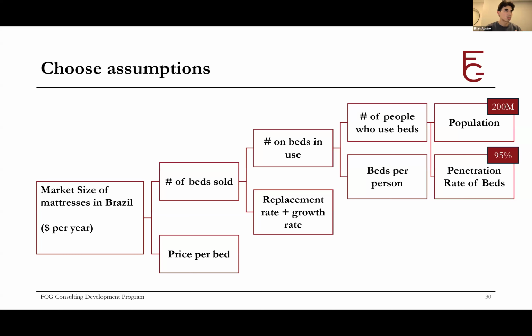However, when you're thinking about, okay, we buy beds for our kids, that's not on a per person basis. We've already calculated that with our total population. The total population includes our kids, includes everyone. And then we said that about 95% of the population has a bed. So now we have the number of people who actually use a bed. What I'm asking here is how many beds per person?